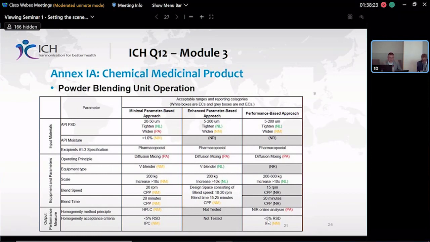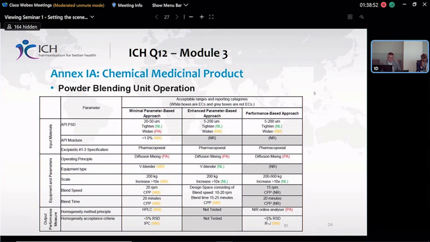So it's an established condition for them. For the second company, they know it's not an established condition. And then we look at their blend speed and blend time. If they've studied a blend speed of 10 to 20 RPM and a blend time of 15 to 25 in a multifactorial way, they can have a design space and they can show that blending and time anywhere between these two ranges will always result in a homogeneous blend. So they have a much more flexible manufacturing system.